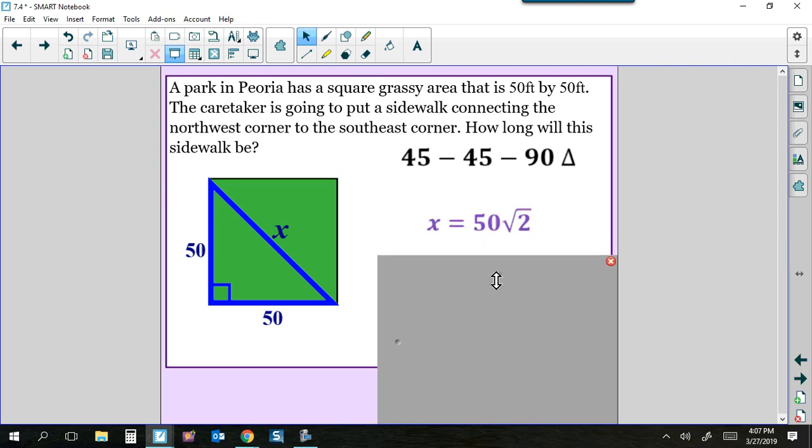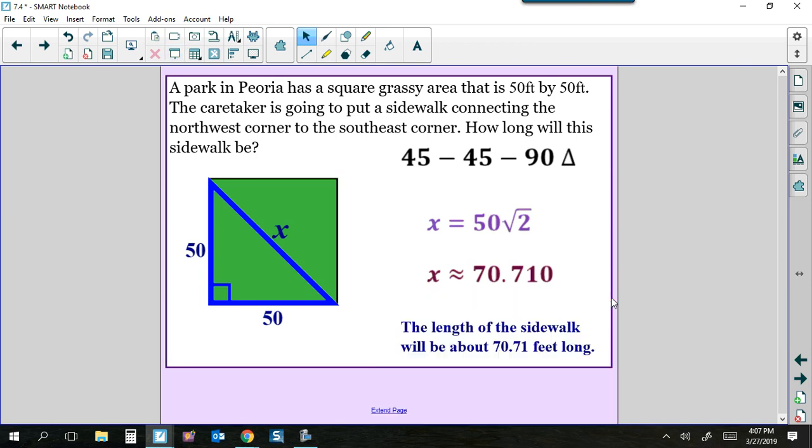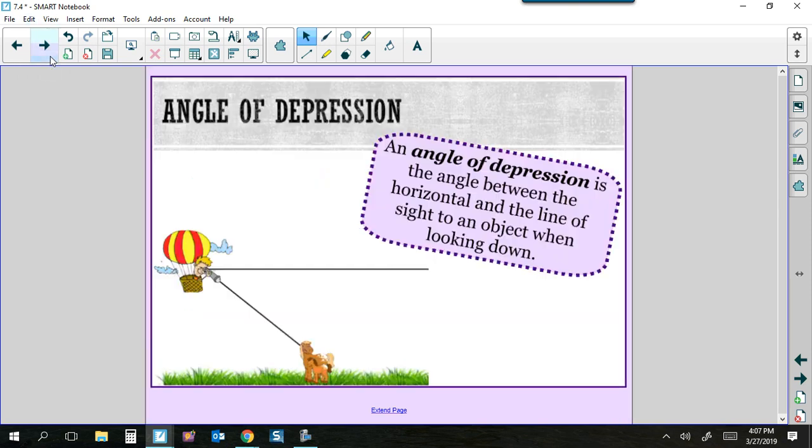Plug that in your calculator. You get 70.710. So therefore, the sidewalk would be about 70.71 feet in length. Excellent. All right, we have a vocabulary word. Angle of depression. An angle of depression is the angle between the horizontal and the line of sight to an object when looking down at something.